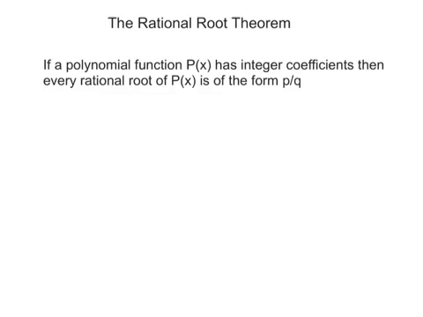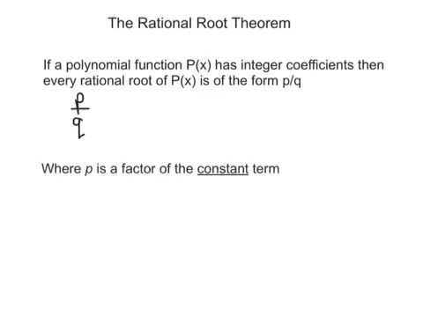If a polynomial function p of x has integer coefficients and an integer constant, then every rational root of p of x is of the form p over q. So we create a rational root from two numbers in the polynomial. So p, the numerator of this little ratio, is going to be a factor of the constant term. That's the number without the coefficient, the number at the end of the polynomial.